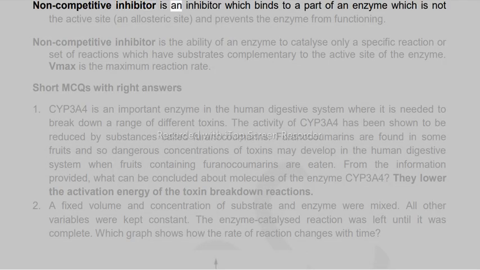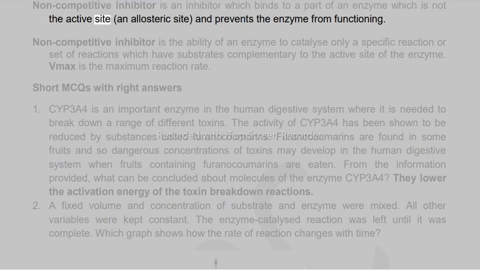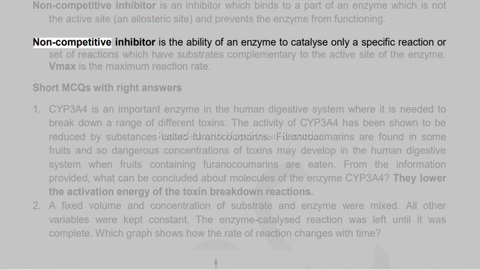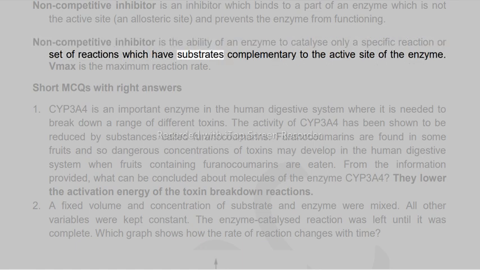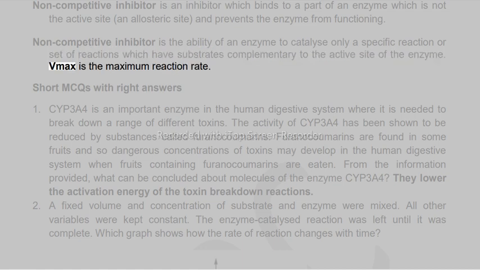Non-competitive inhibitor is an inhibitor which binds to a part of an enzyme which is not the active site, an allosteric site, and prevents the enzyme from functioning. Specificity is the ability of an enzyme to catalyze only a specific reaction or set of reactions which have substrates complementary to the active site of the enzyme. Vmax is the maximum reaction rate. Short MCQs with right answers.